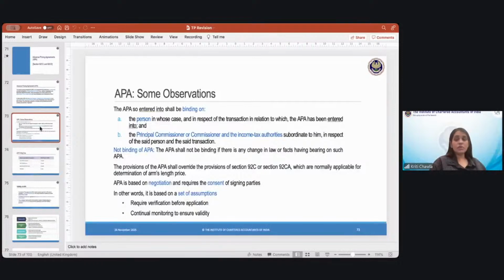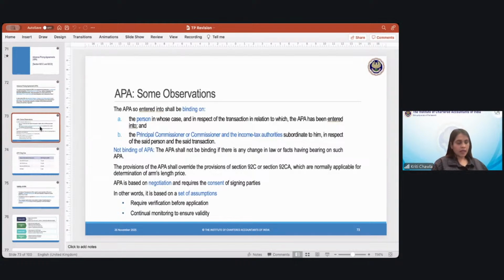Now, the APA that will be entered into, it will be binding on the person who's actually entering into the APA, actually the taxpayer, and it will be applicable on the principal commissioner, the commissioner of the income tax. If there is obviously change in fact, because APA is based on a particular law and it's based on a particular fact out there, and if there is change in any fact, etc., then APA will not be binding out there.